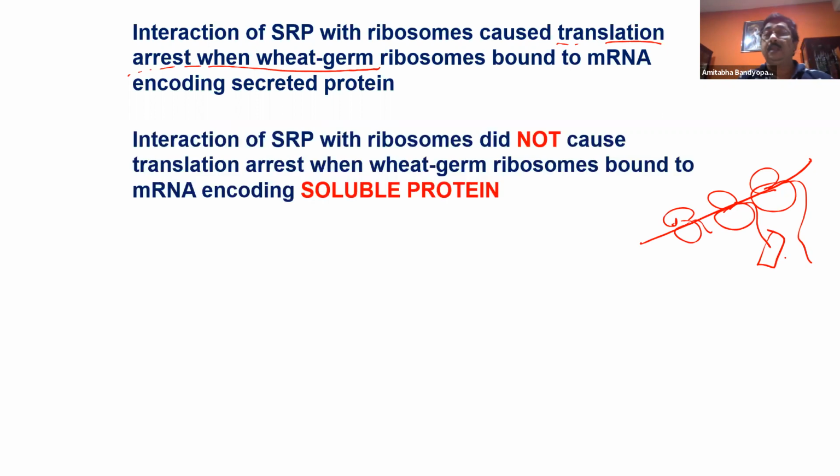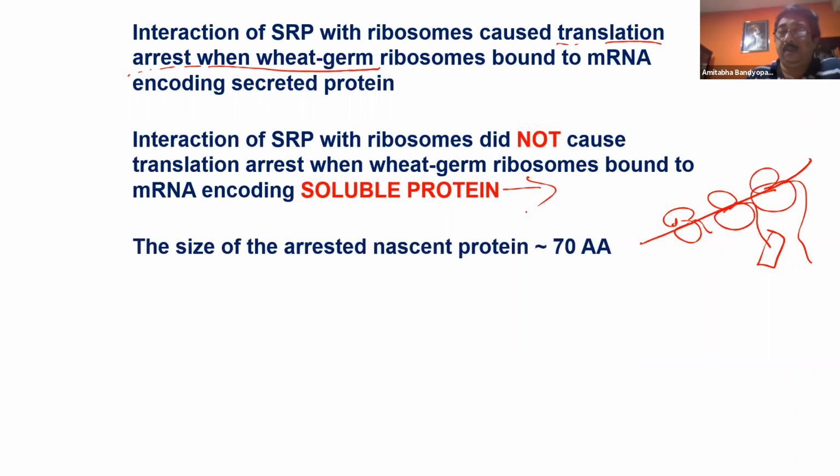And when the translation arrest happens, the protein will be around, I think, 7 kilodalton or something like that. You will soon see it. I don't remember. So interaction of SRP with ribosomes did not cause translation arrest if it was translating a soluble protein. But if it was translating a secreted protein, then there will be a translation arrest. And it is around 70 amino acids. So 70 amino acids is around 7 kD. Okay. So the length of the arrested nascent protein will be 70 amino acids.